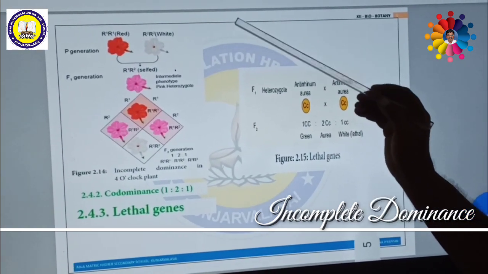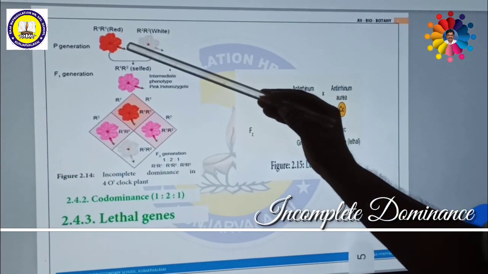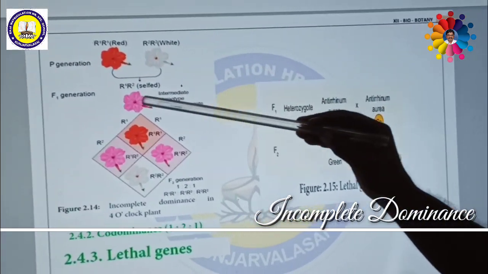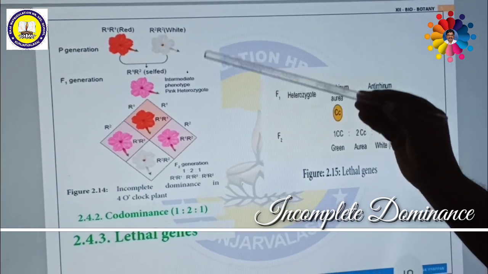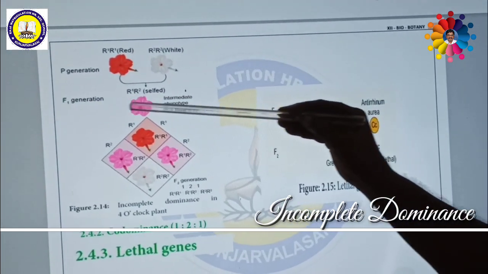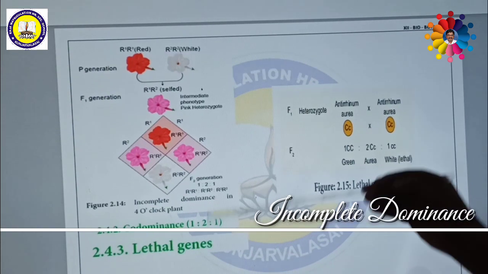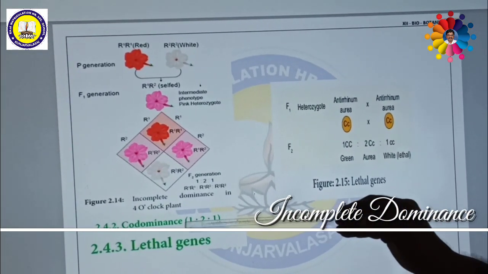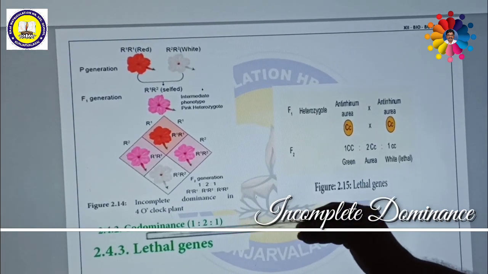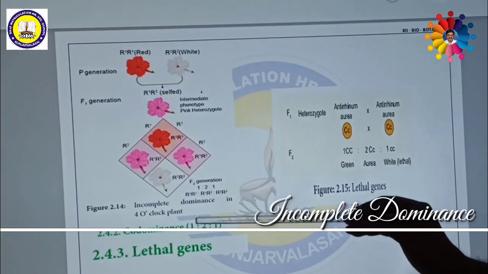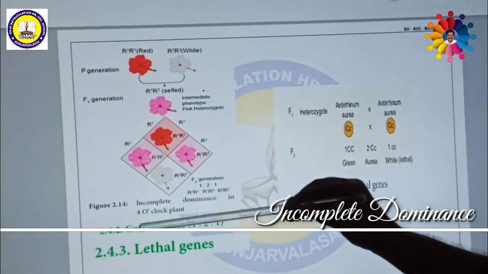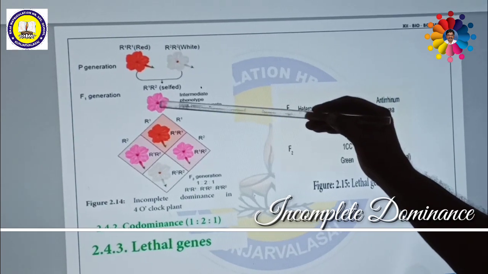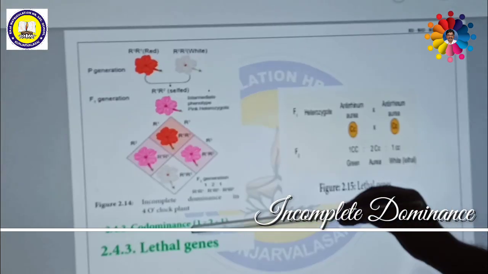In codominance, in the F1 generation, both red color as well as white color will be formed. That means both the parents will appear in the F1 generation. That is called codominance. There are a lot of examples: ABO blood group, sickle cell anemia. These are all examples for codominance. Do you understand the differences? This is codominance, that is incomplete dominance. Incomplete means neither of the parents will appear, but in codominance, both the parents will appear.